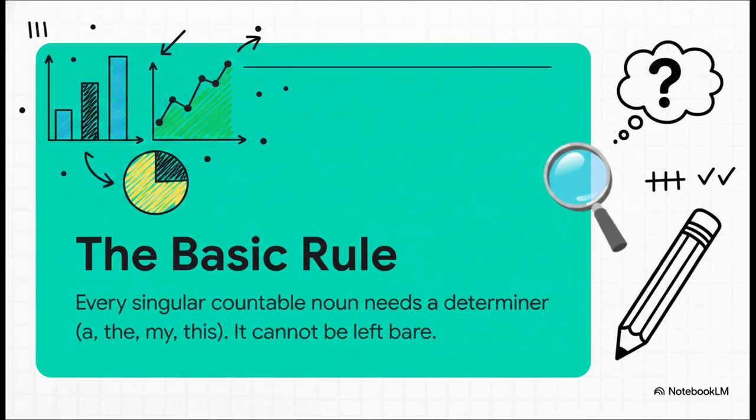If you have a noun that you can count, 1 bar, 2 lines, 3 trends, and you're talking about just one of them, it absolutely cannot be left all by itself. It needs a little buddy word like a or the right in front of it. Seriously, this is one of those non-negotiable rules in English.